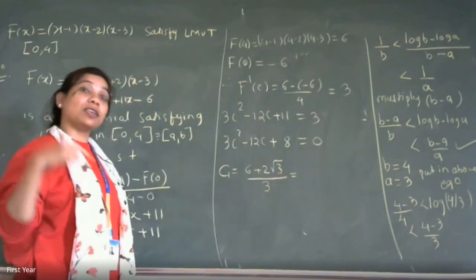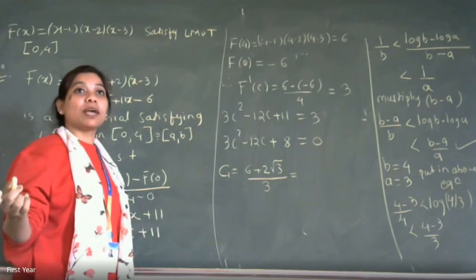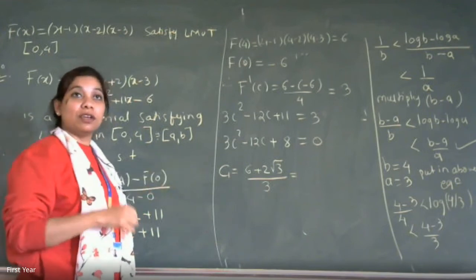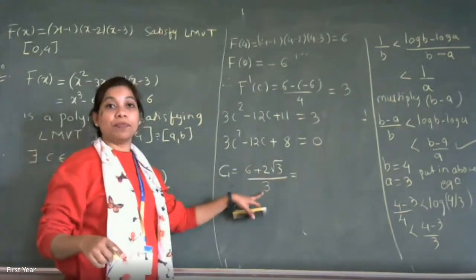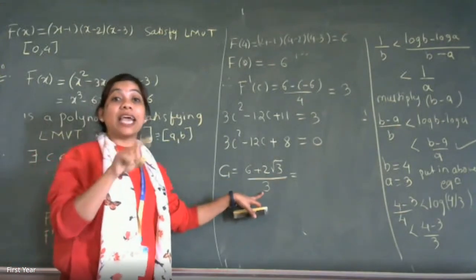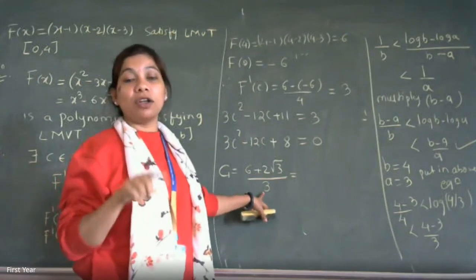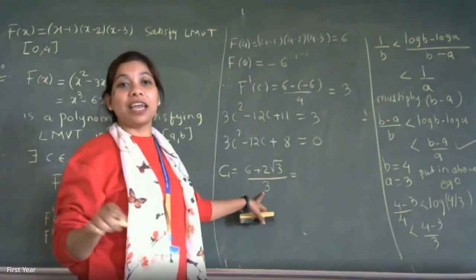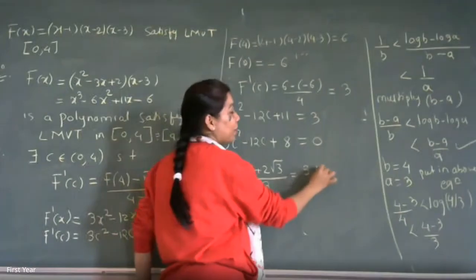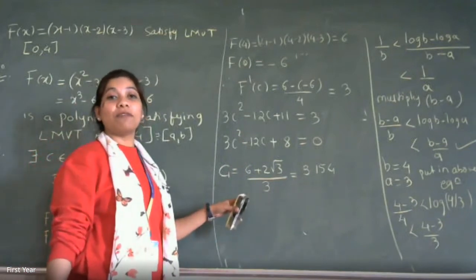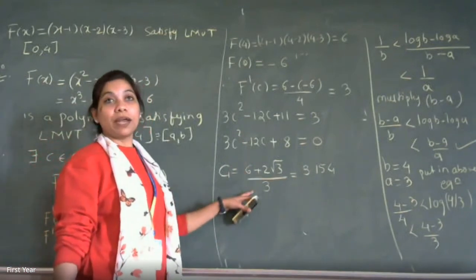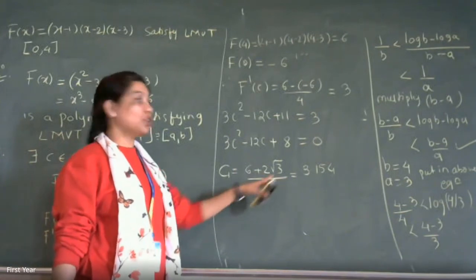I am telling you this as if it is asked in your MCQ examination, you are not going to do actual calculation. You got C1 is equal to 6 plus 2 root 3 upon 3. On your calculator, there is S to D option. S for Singham, D for Delhi. The answer is 3.154. Press S to D, you get the decimal value.